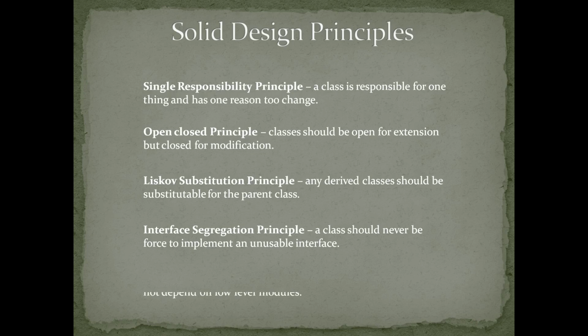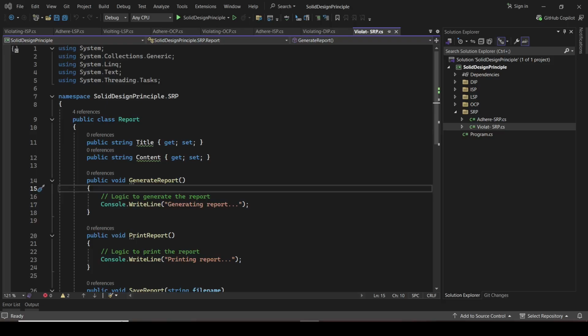And then finally we have the dependency inversion principle, which says that high-level modules must not depend on low-level modules, and you will see this as we go through the examples in the next section. Now let's start with an example that violates the single responsibility principle.